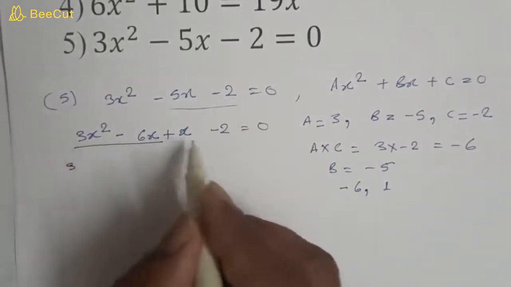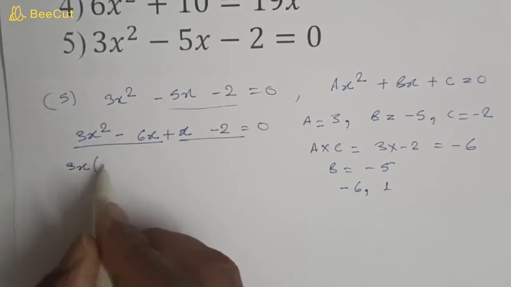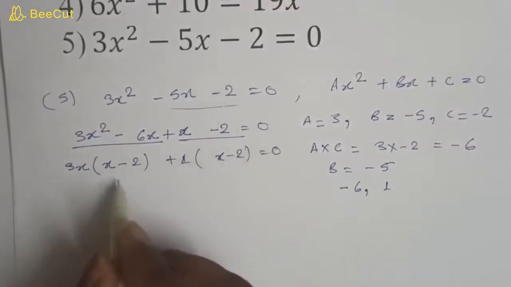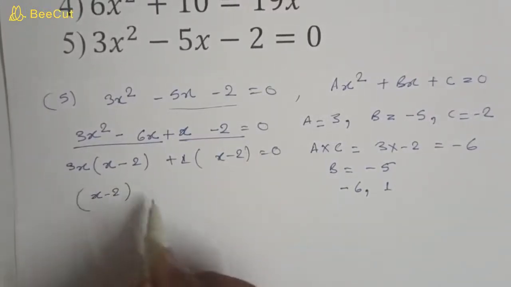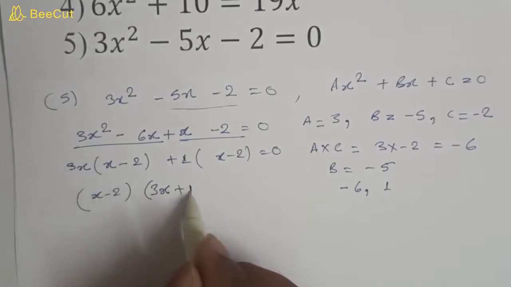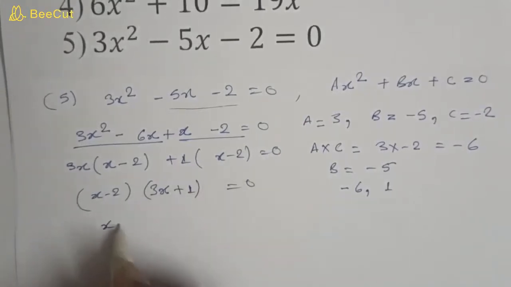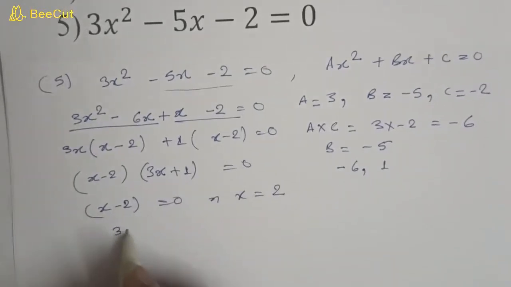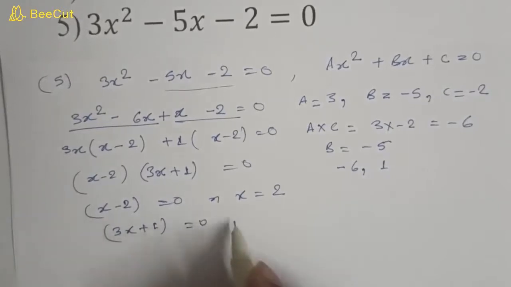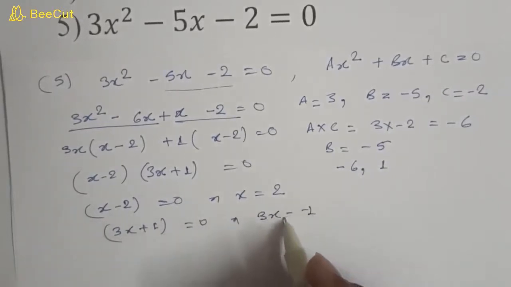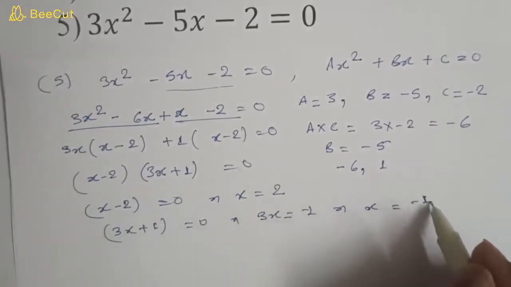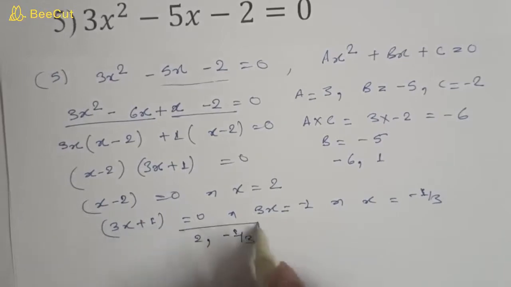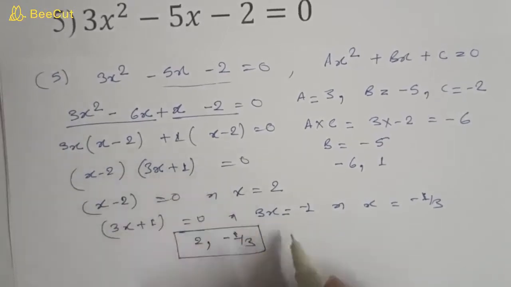So we will take common here 3x. So we will get x minus 2 plus 1, x minus 2 is equal to 0. If we take x minus 2 as common, then we will find x minus 2, 3x plus 1 is equal to 0. So we can put x minus 2 is equal to 0 first. So we will get x is equal to 2, and if we put 3x plus 1 is equal to 0, then we will get 3x is equal to minus 1, x is equal to minus 1 by 3. Okay, so 2 and minus 1 by 3 are the roots of this quadratic equation.